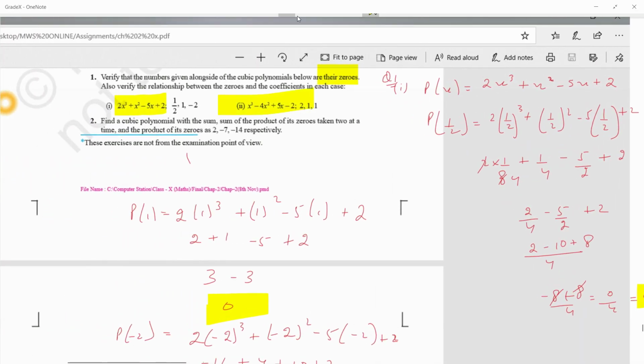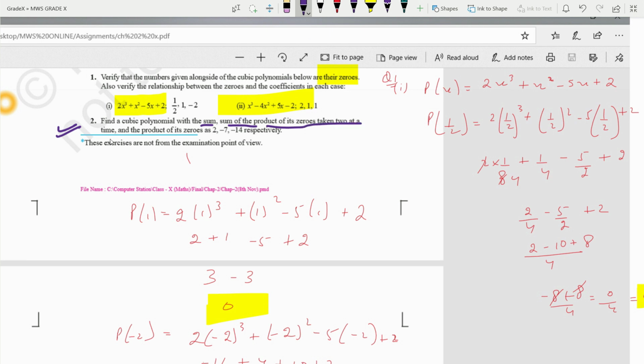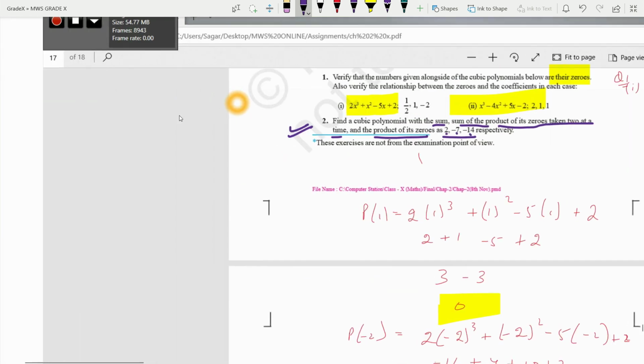Now we are moving on to question number 2. Find a cubic polynomial with the sum, read it carefully, the sum of the product of its zeros taken two at a time, and the product of its zeros are given. So first is the sum of zeros, second is the sum of the product of zeros taken two at a time, and the third is the product of zeros. All three things are given. You need to find a cubic polynomial. Okay, let's do this. Look here.